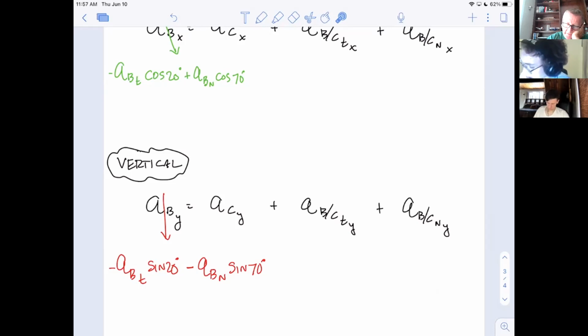And this one up here is ABCN as well, no more X. But it's modified by the cosine of 62, and it's facing left, so it will be negative.